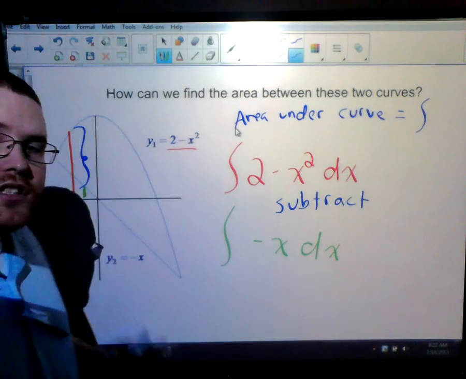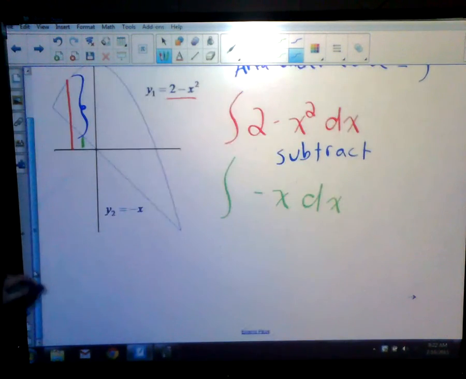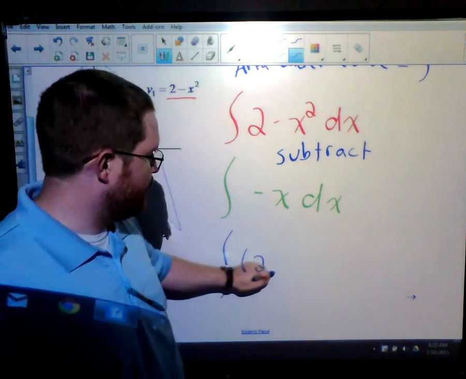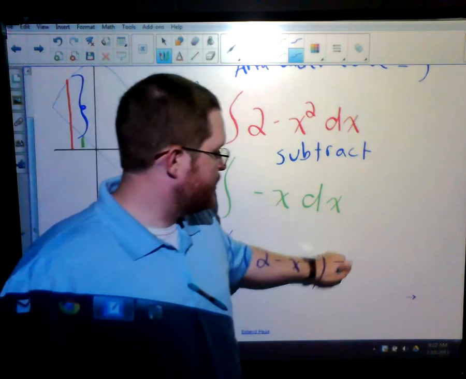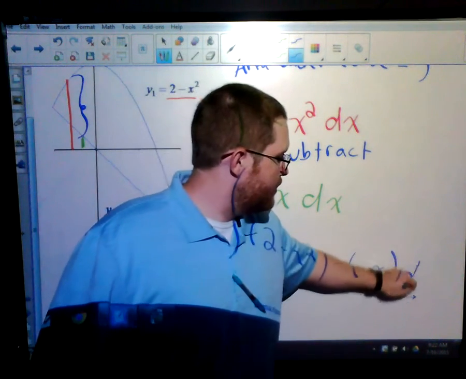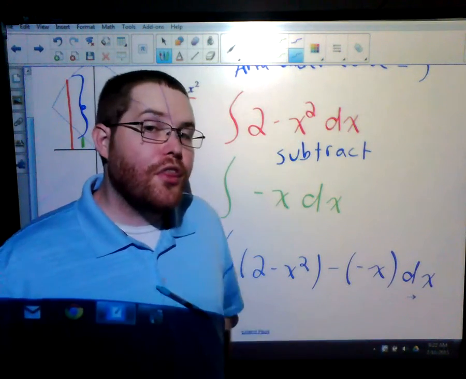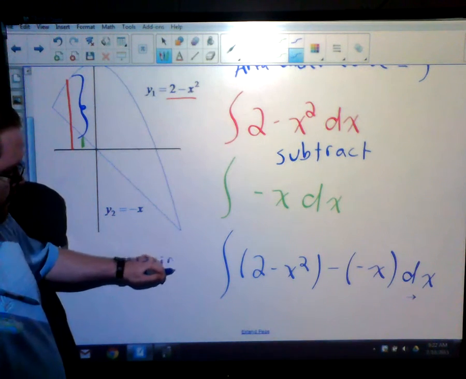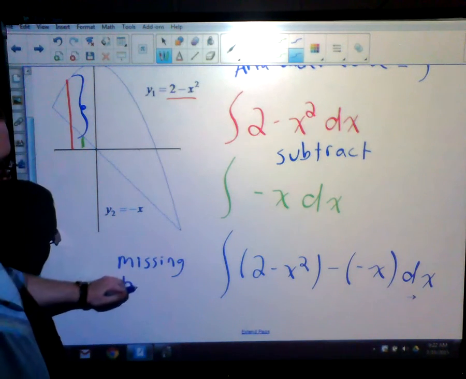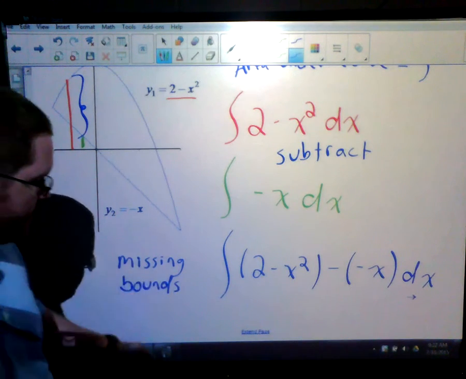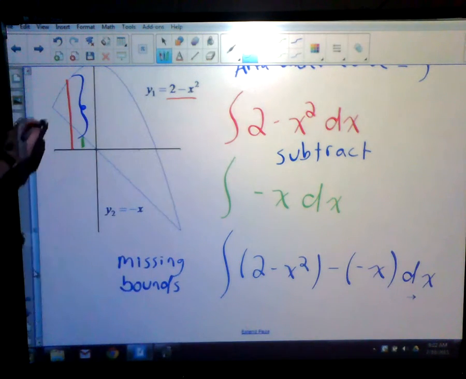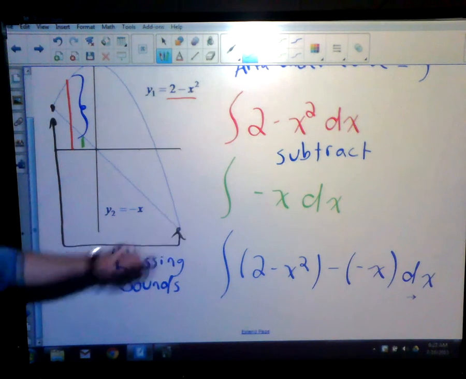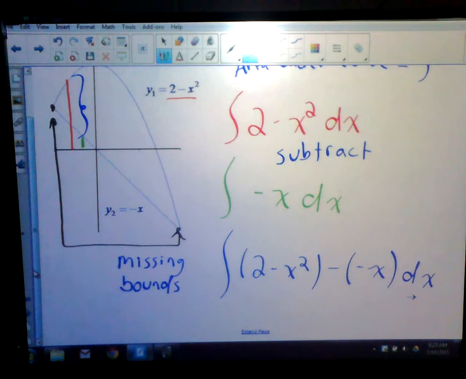And instead of doing them as two separate integrals, I'm going to write it as one integral. I'm going to do the top area, or the big area, 2 minus x squared, minus the small area. We're missing one thing. What am I missing? I'm missing bounds, where I'm going to integrate this from and to. Well, the bounds come from this point and this point. So I need to calculate those 2 points.